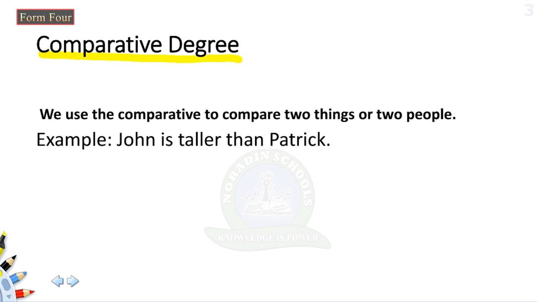Comparative degree. We use the comparative degree to compare two things or two people or two animals. For example, John is taller than Patrick. I am older than Ali. She is taller than me. The US is bigger than China. China is more popular than India. Like that. So we compare two things, two countries, two animals, two people or two ideas.